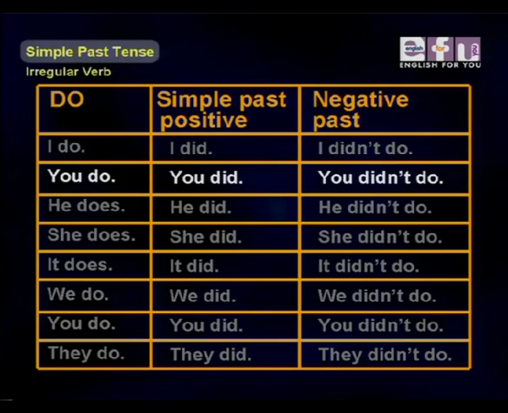You do. You did. You didn't do. He does, he did, he didn't do. She does, she did, she didn't do. It does, it did, it didn't do. We do, we did, we didn't do. You do, you did, you didn't do. They do, they did, they didn't do.